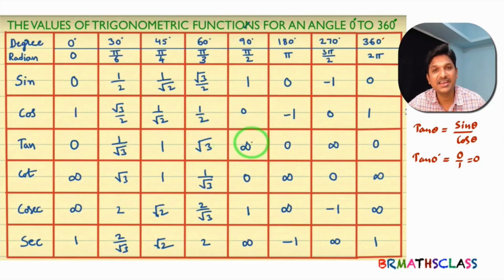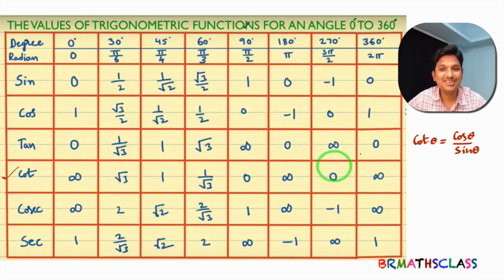For example, tan 90 degrees. Tan 90 degrees is what? Sine 90 degrees divided by cos 90 degrees. See, sine 90 degrees divided by cos 90 degrees. 1 by 0 is what? In the denominator 0 means it is not defined. That's why tan 90 degrees is not defined. So, if you memorize the sine row and cos row, you can easily write.